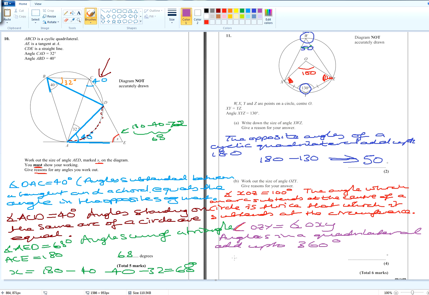So what's the calculation that we do here? We do 360 degrees minus 100 degrees minus 130 degrees and then divide it all by 2. That will give us the answer of 65. Can't you just do 130 divided by 2? That's what I know for base angle 65.